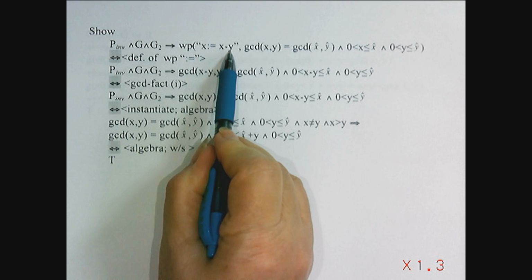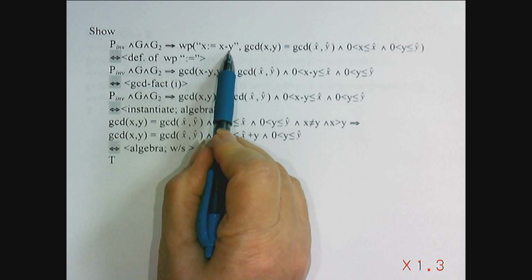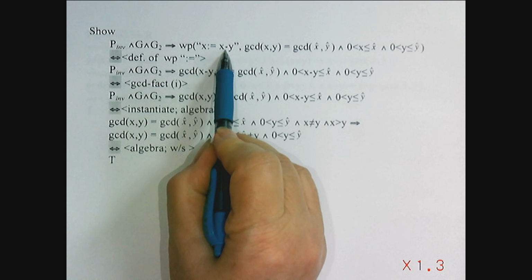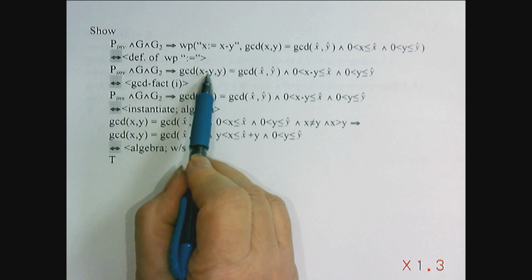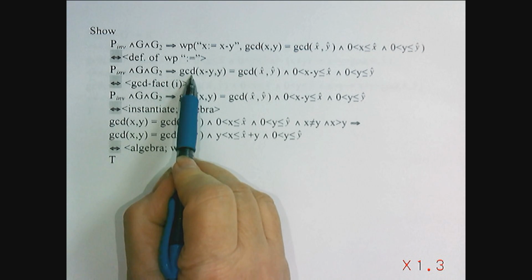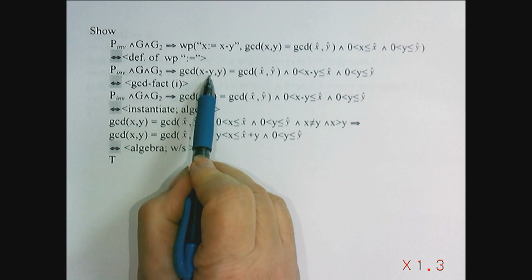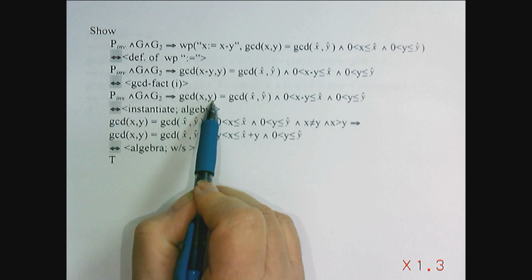I have the weakest precondition of an assignment, so I know it's textual substitution. Everywhere in the invariant I see an x, I'll replace it with x minus y. Then I'll use the greatest common divisor fact that the GCD of x minus y, y is equal to the GCD of x, y.